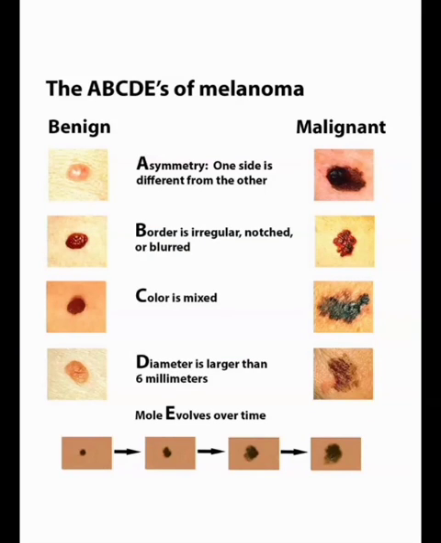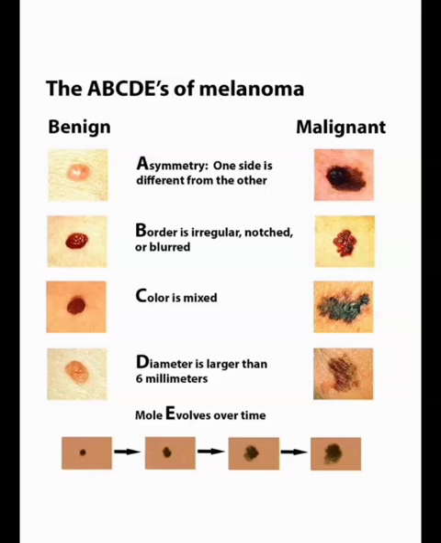Next one, A, B, C, D, E of melanoma. So in A, asymmetry, one side is different from the other side. Okay, in the first picture you can see there is asymmetry. One side is different from the other side, so that is known as asymmetry. Next one, B, that is borders: irregular, notched or blurred. So borders of malignant melanoma are irregular in shape, with different notches, and may be blurred in appearance.